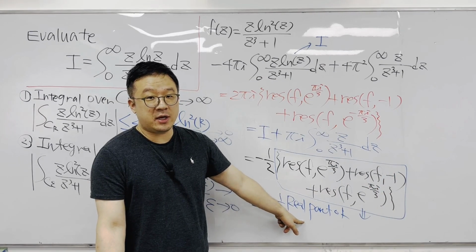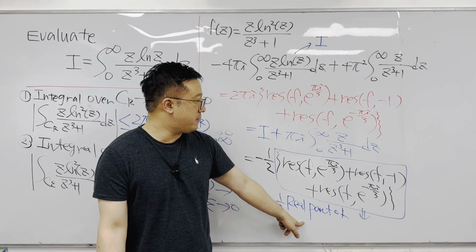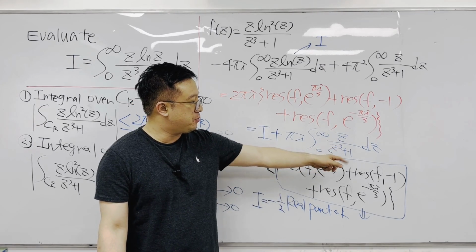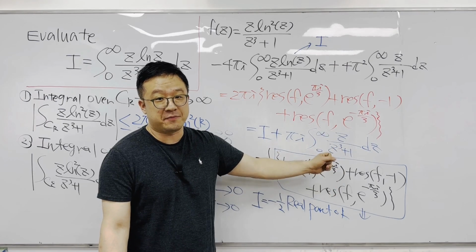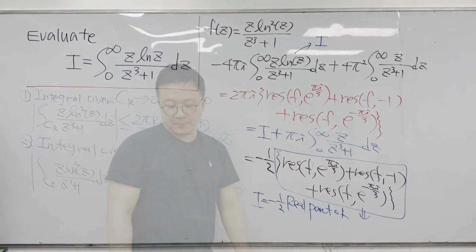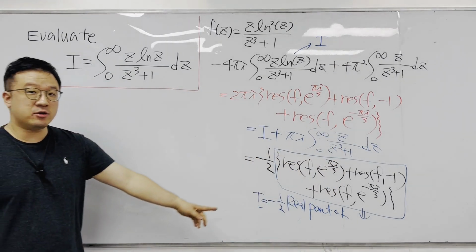And that is what we need to calculate. That means we don't need to calculate the integral from 0 to infinity of z over z cubed plus 1 dz. We don't need to calculate that because of that reason. Okay, now let's make a calculation for this, right?